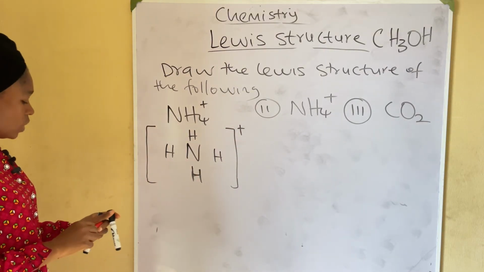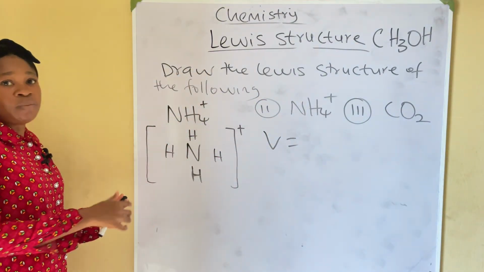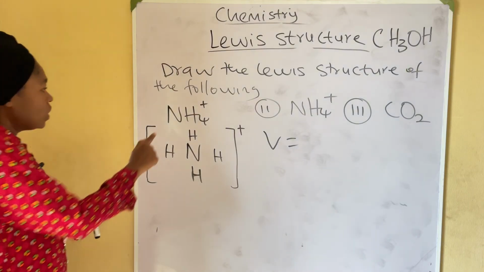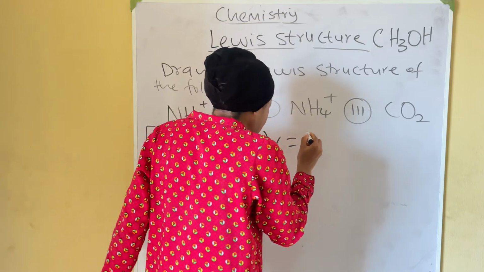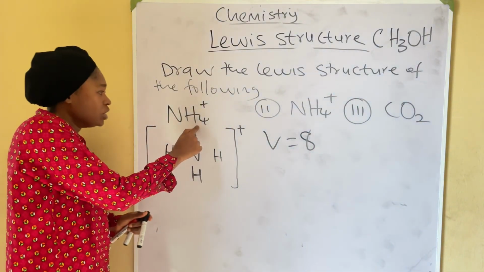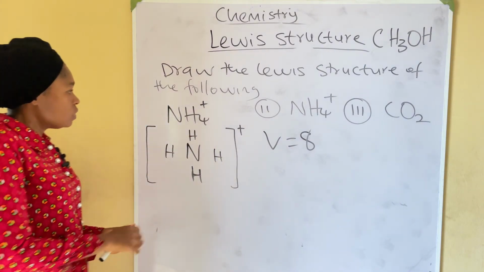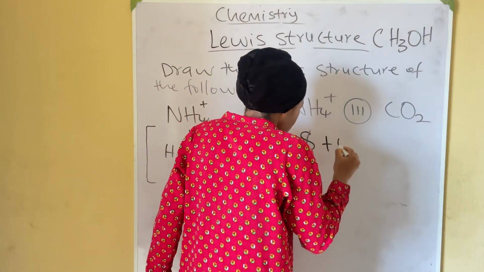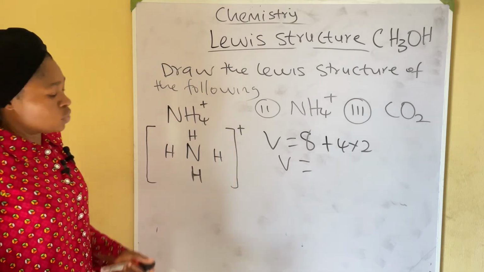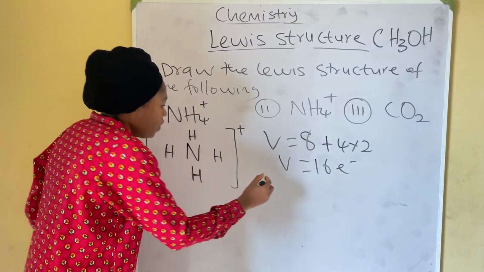Okay, look at this. Let's look at our V. V is what? The valence electron that is required for each of the atoms to attain noble gas configuration. Nitrogen, what? To be this 8. That's 8. Nitrogen is 8, plus hydrogen is what? Hydrogen is what? 2. How many atoms do I have here? 4. 4 times 2. So our V will be what? 8 plus 4 times 2 is 8. 8 plus 8 is what? 16 electrons.